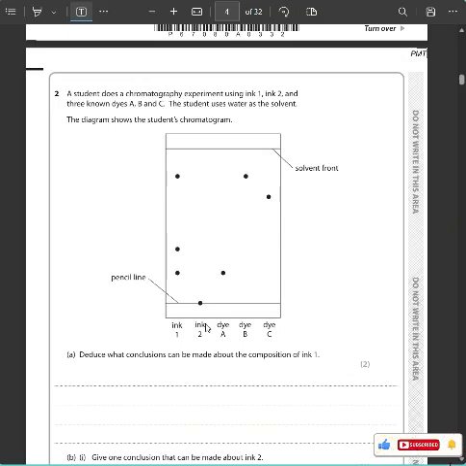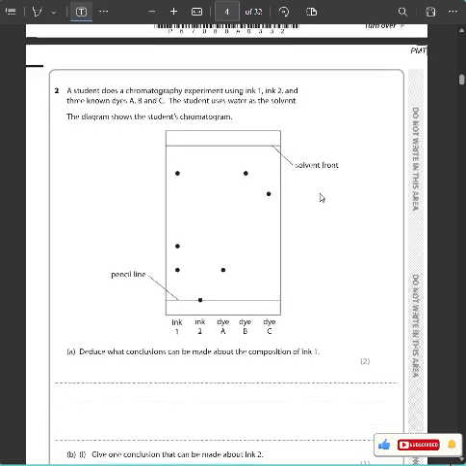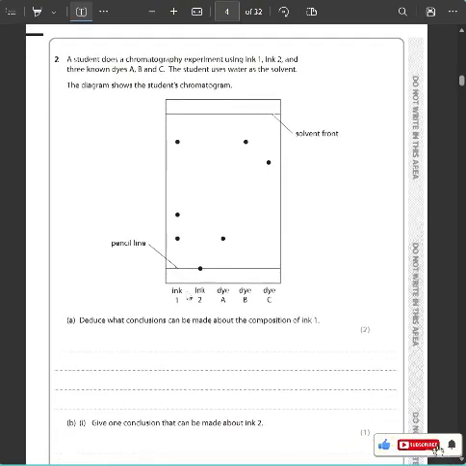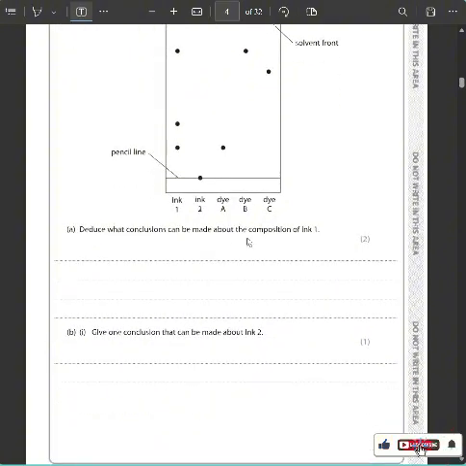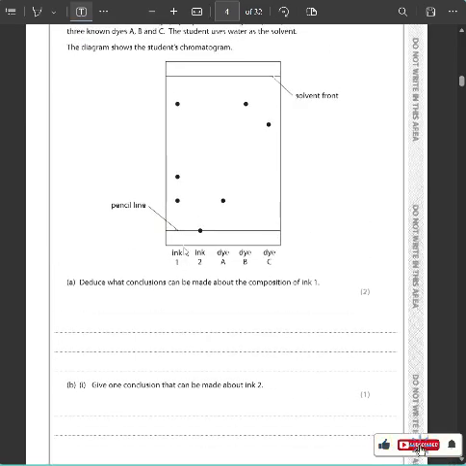A student does a chromatography experiment using ink 1, ink 2, and 3 known dyes A, B, and C. The student uses water as a solvent. The diagram shows the student's chromatogram. You can see he tested 2 types of ink and 3 types of dye. What conclusions can be made about the composition of ink 1? Okay, composition of ink 1.